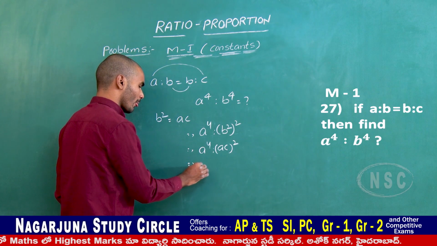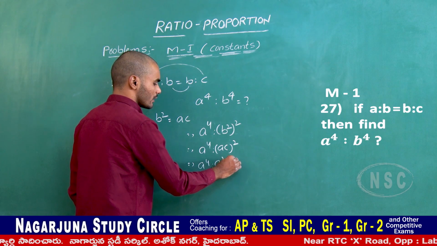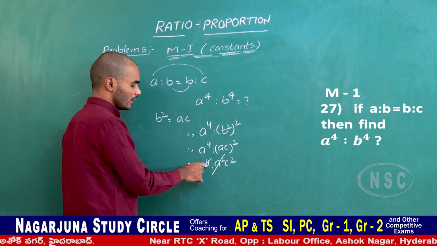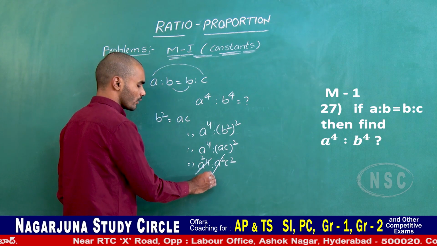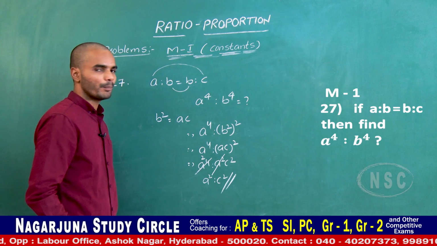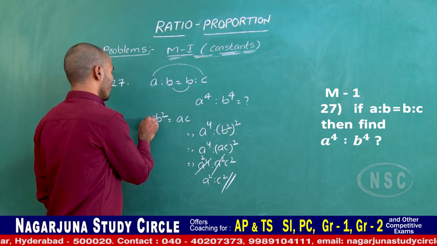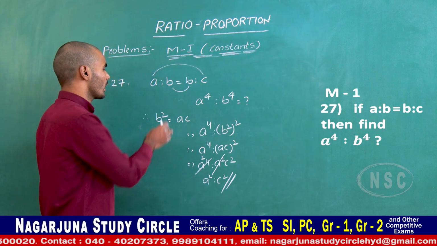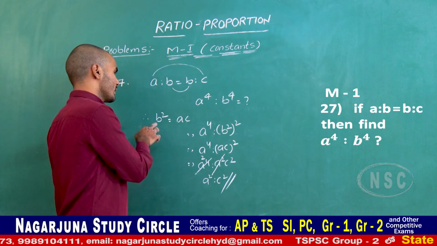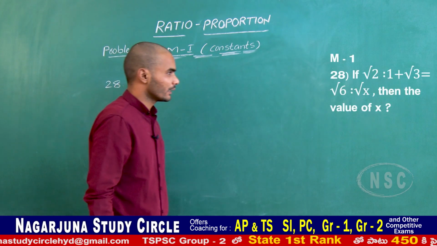Then A power 4 is to AC whole square gives A square C square. In this, A square and this A square are cancelled. Extra A square is remaining. So A square is to C square is the value of A power 4 is to B power 4. This is only continuous proportion. The one condition is product of last terms is equal to product of middle terms, that is B square is equal to AC. So the B square value is substituted in B power 4. It gives the answer.